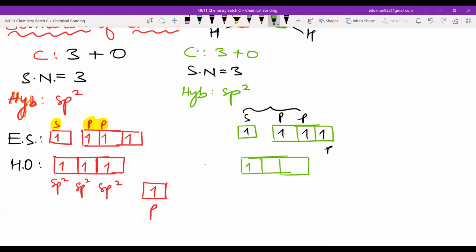Right? 3 electrons, 1 electron, 1 electron. And here also you will have one p orbital like this. Okay, one p orbital like this. And how many hydrogens do we have? We have only 2 hydrogens for each of the carbons, right? Yes, sir.